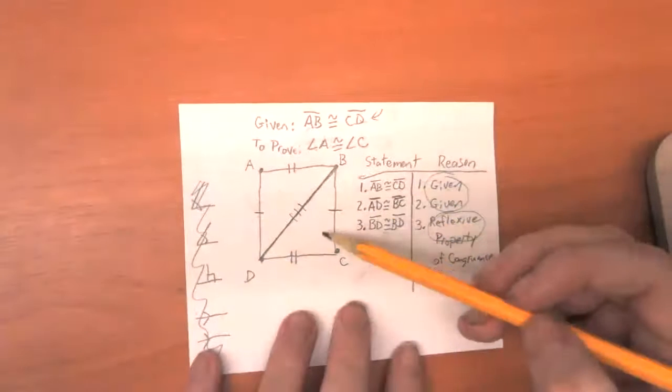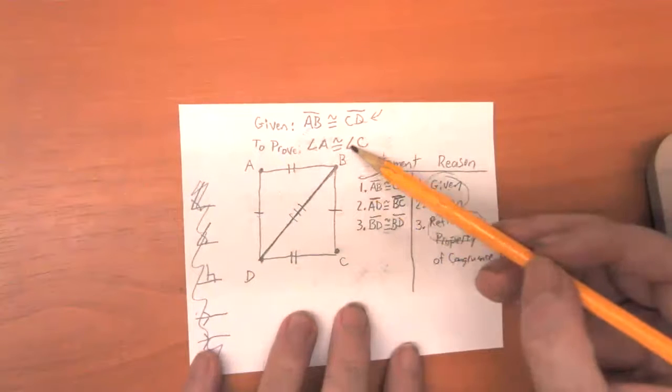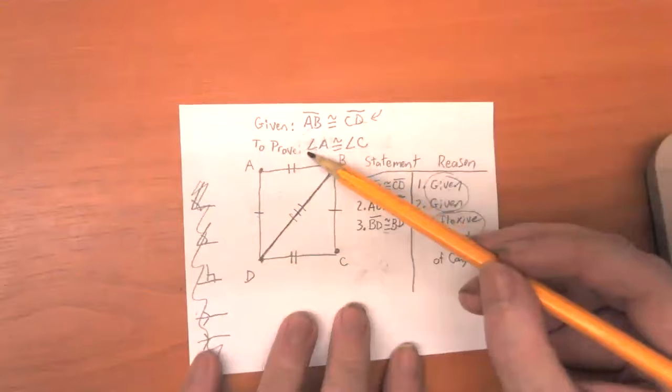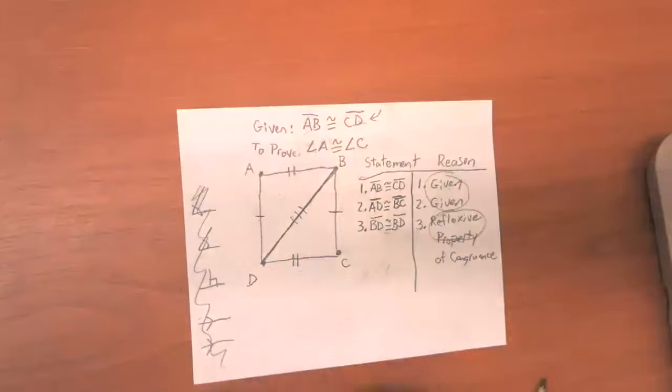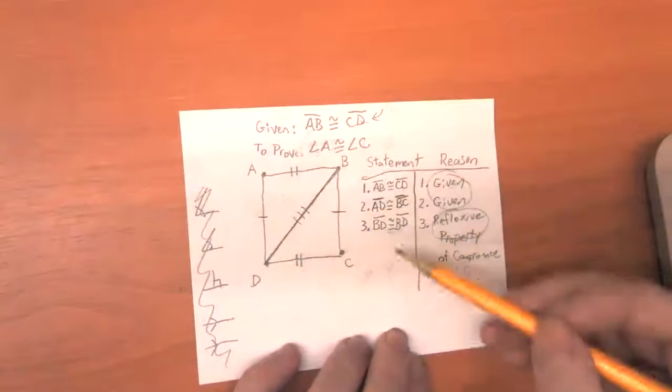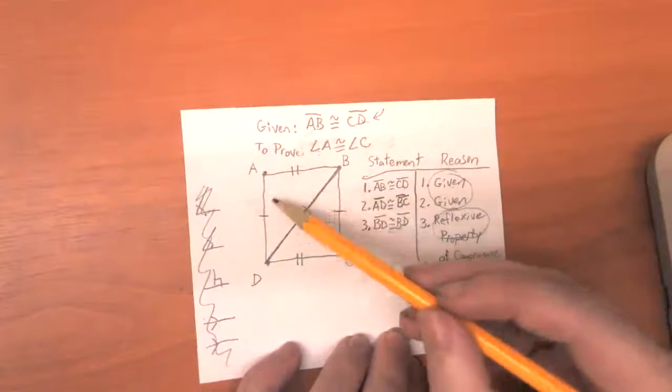And the one change that I made is I changed the statement that we need to prove. So I want to prove that angle A is congruent to angle C in this diagram. So we don't know anything about the angles at all. So that's going to make this statement, well, I don't know about hard to prove, but it'll make it interesting to prove.